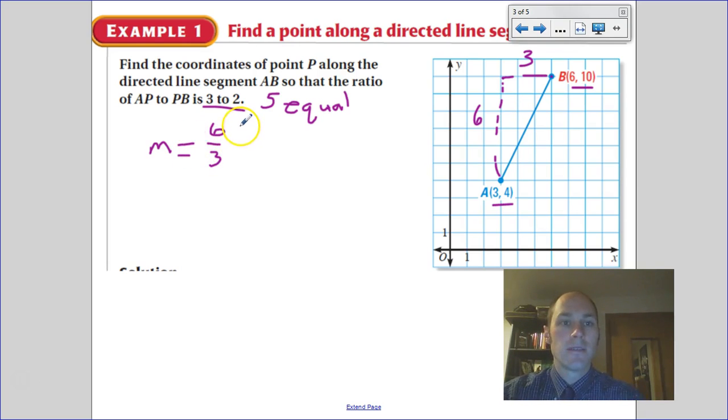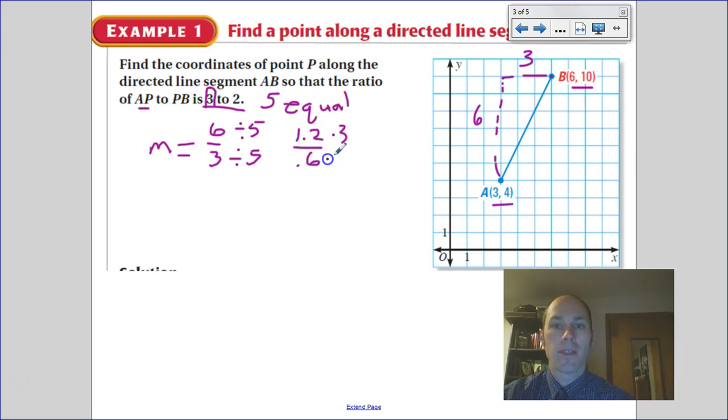Now, we mentioned we want to divide this into 5 equal parts. So if we divide the vertical change into 5 and the horizontal change into 5, notice we get 6/5 or 1.2, and 3/5 would be 6/10, or 0.6. Now we want this 3-to-2 ratio. So from A to P, which is the new point we want on there, we need 3 of those parts. So let's multiply those parts by 3, because we know we're going to group this into equal parts.